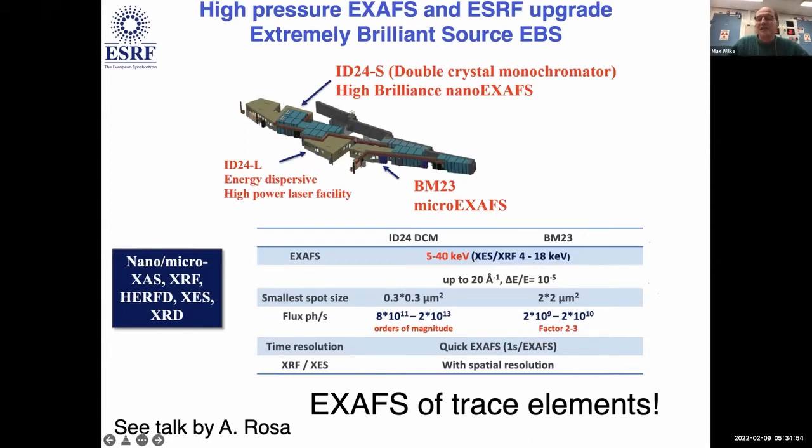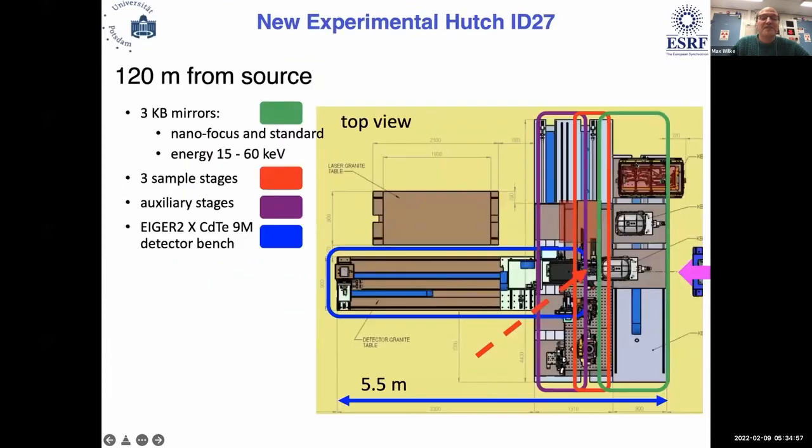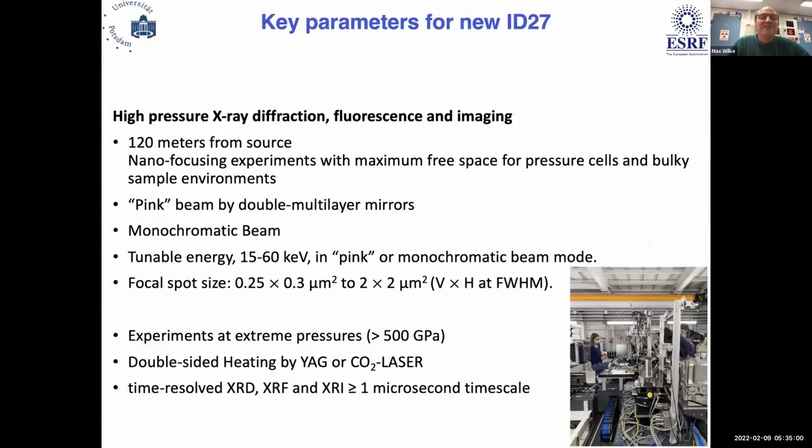Okay, so I'm missing the second part of my talk, and I'm just going to the last slide. That is the new ID27 that we're starting to commission tomorrow, which gives a new possibility also for looking at non-crystalline systems, and we will be able to do experiments at very extreme pressure with this very tiny beam. We will have double-sided heating either by YAG or through two lasers, and we will have time-resolved XRD down to possibly the microsecond timescale. And I'm sorry for extending my time slot. Thanks.